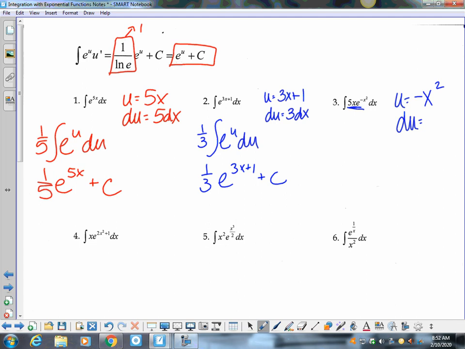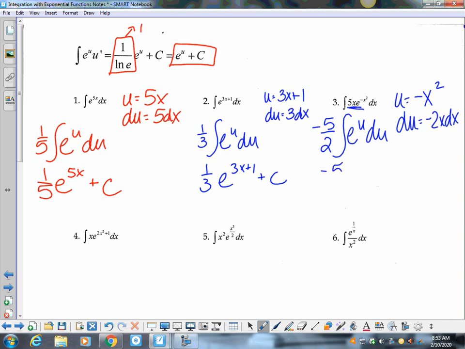My du is... so I need a negative and a 2, and I have an extra 5. So a negative 5 over 2. Yeah, so I'm going to have a negative 5 over 2. The 5 is extra, and the negative 1/2 is what I needed to balance it. And then that's e to the u du.